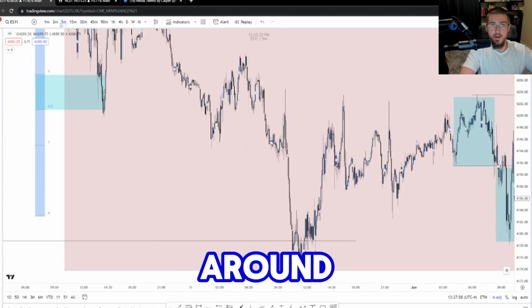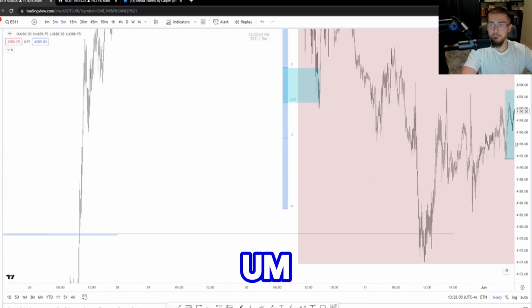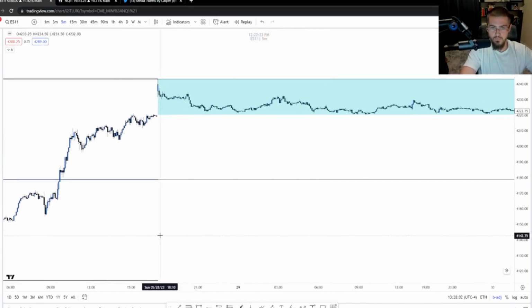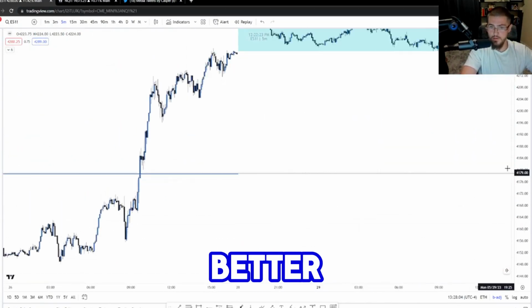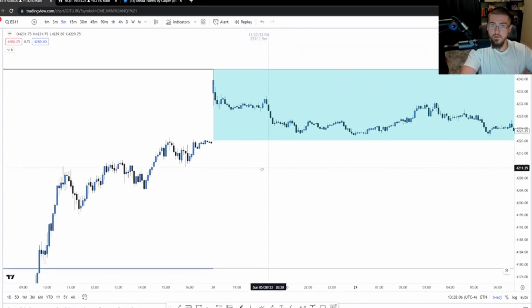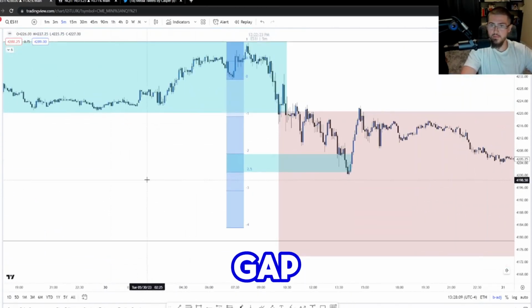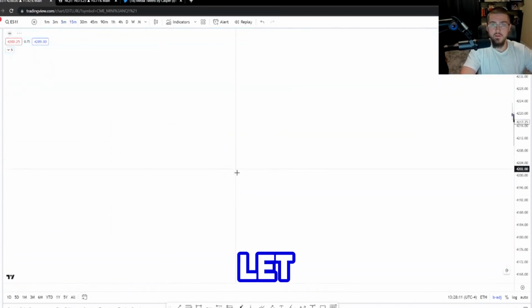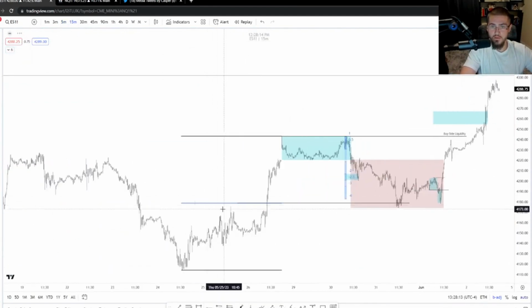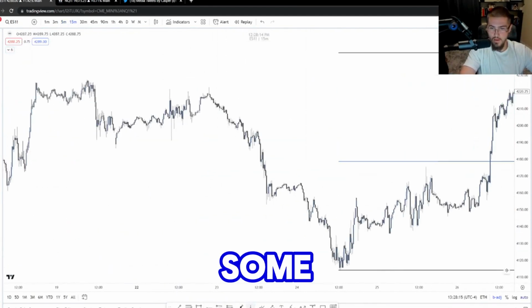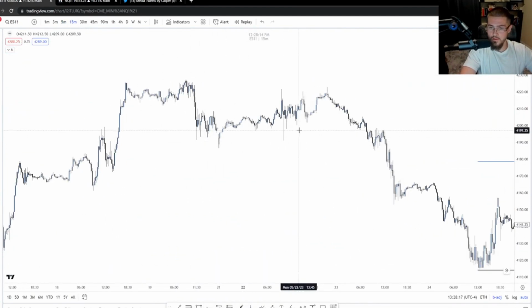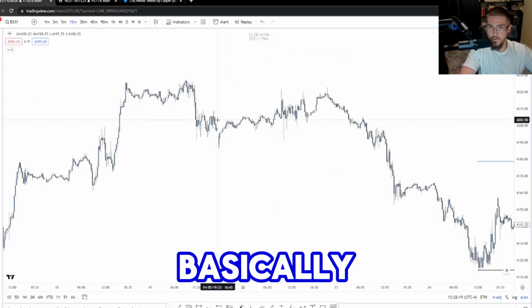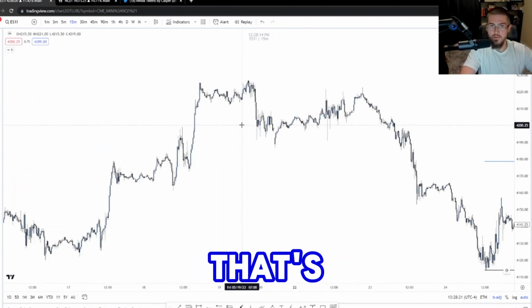So I can travel around and find one that is a little bit better to use. The new week's opening gap. Here, let me see if I can find one. I'm going to throw some lines on the chart. Basically, what I'm trying to find. Wait, here might be one. That's weak.